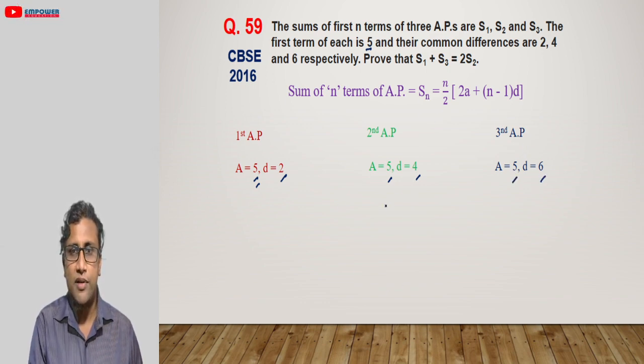So using this formula, I'm going to find S1, S2 and S3. S1 denotes the sum of n terms for the first AP. So let me calculate S1. Right, I have the formula here, just substitute the values of A and D. So looking at the formula, n will remain as it is.